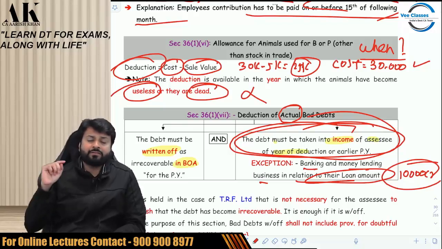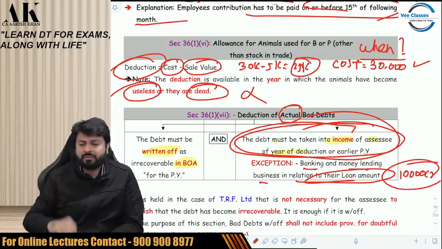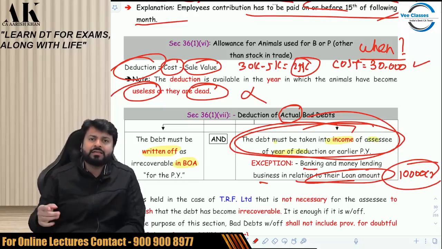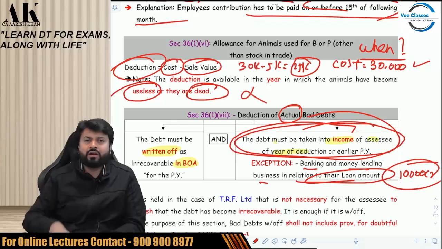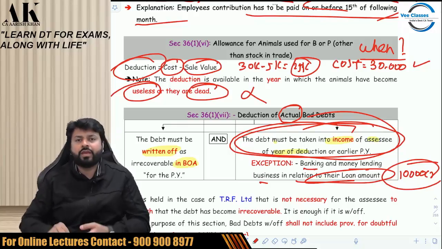For others, they have to fulfill two conditions. That is, you have to write off also and you have to also prove that it was part of income earlier. But for banks and money lending institutions, they don't have to prove that this 10,000 crore was part of income earlier. Okay, I hope it is clear to all of you.